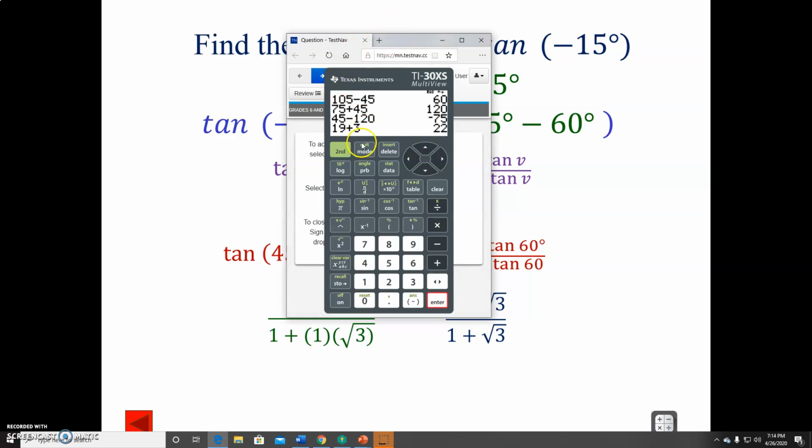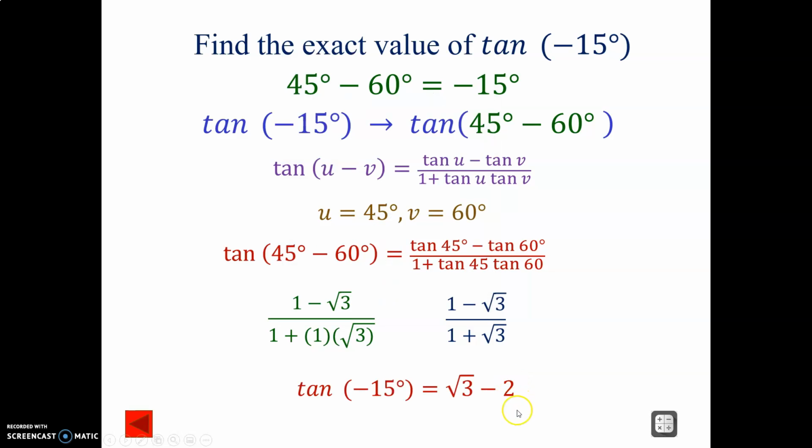So let's clear this. It said 1 minus the square root of 3 over 1 plus the square root of 3. And there's our answer. Radical 3 minus 2. And again, we're finding these values without using the trig functions on the calculator. I'm going to finish the last one on the next video.